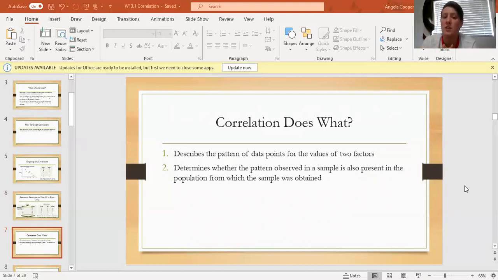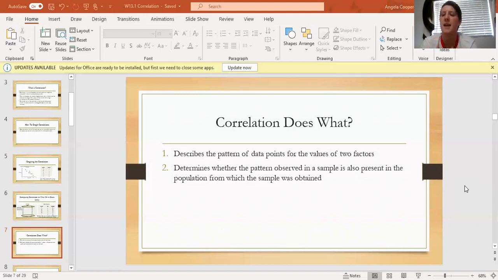The second thing that correlation does is determining whether this pattern of the relationship between these two variables in your sample is present in the population in which the sample was obtained. So this is a null hypothesis test. Keep in mind that with null hypothesis tests, we're using the information that we have from a sample, be it 100 people, and we want to see if we're going to reject the null hypothesis or retain it. Remember that when we're dealing with samples, the purpose of retaining or rejecting any null hypothesis is for us to say, this is not present in the population, or this is present in the population, this relationship that we're seeing within our samples.